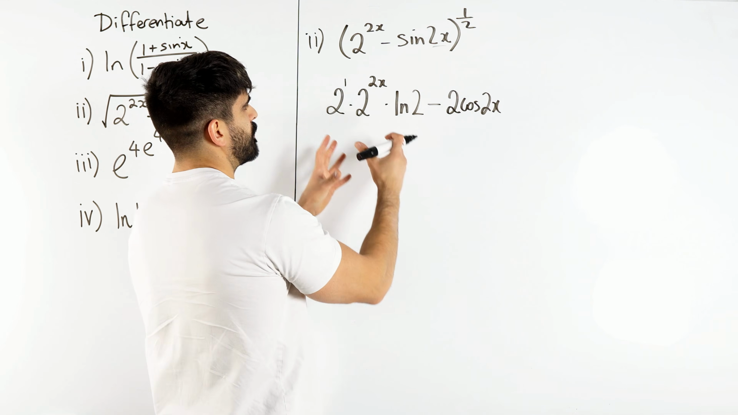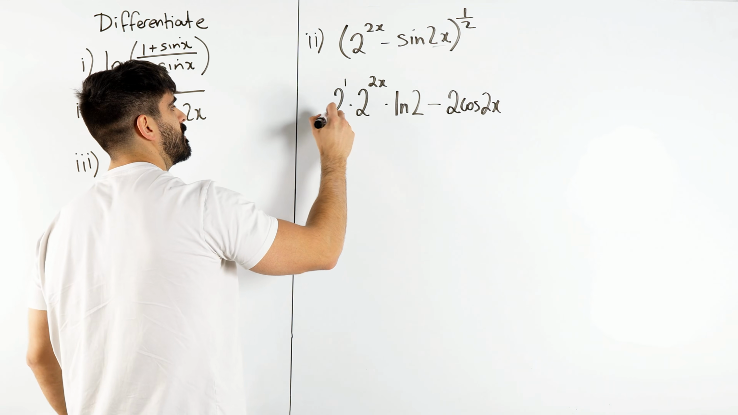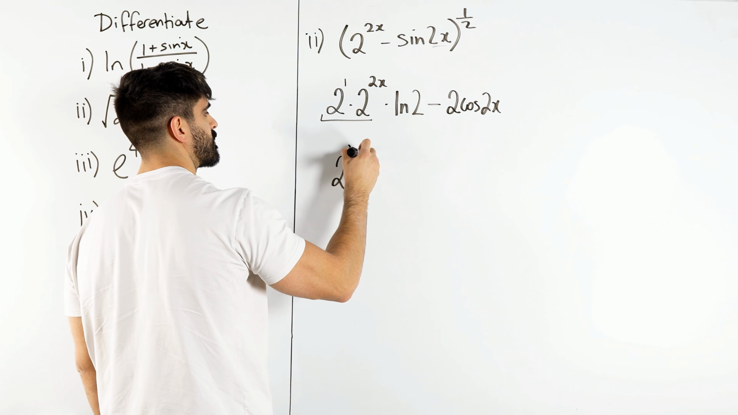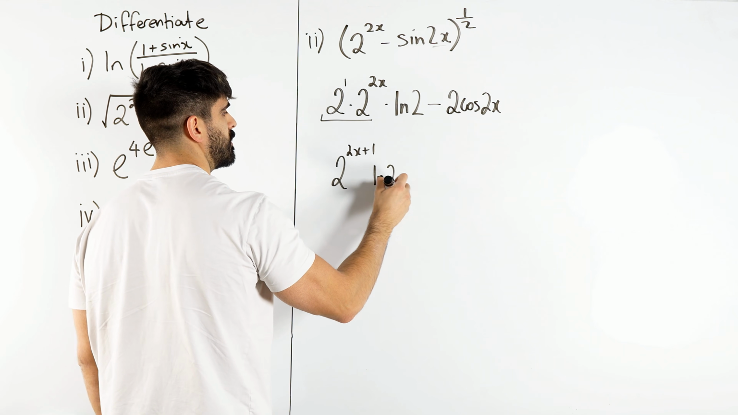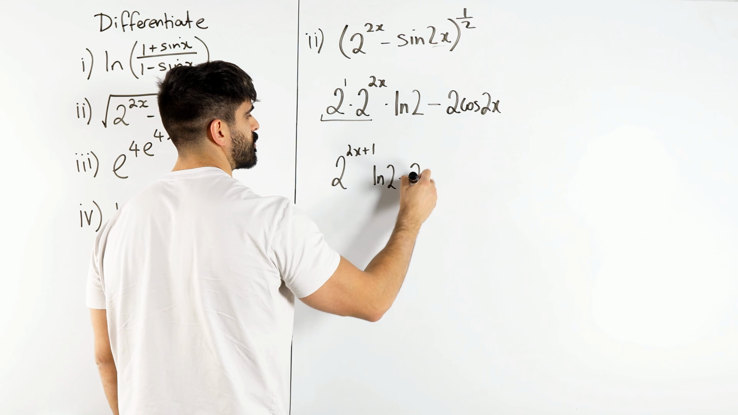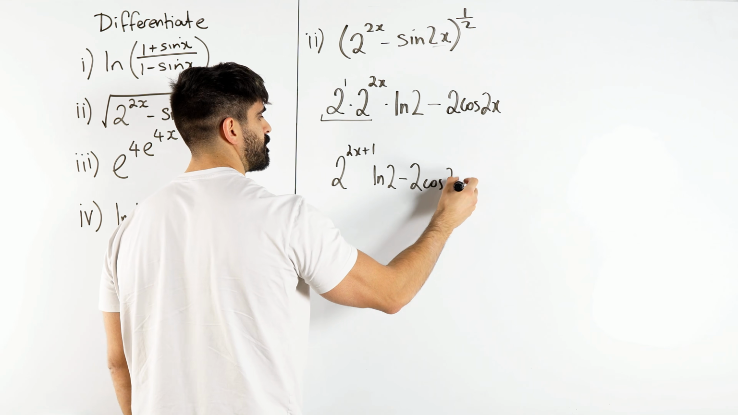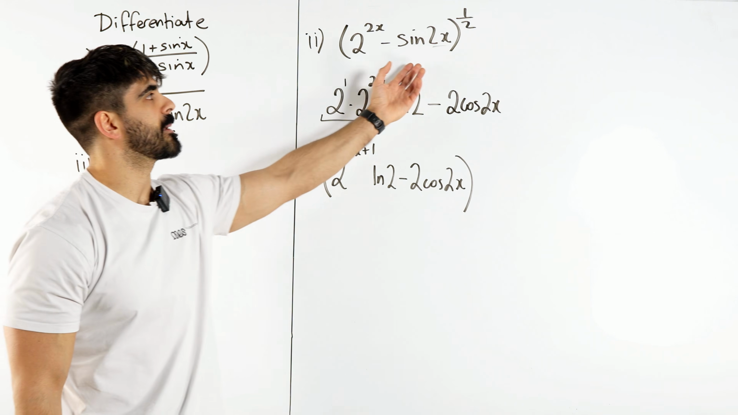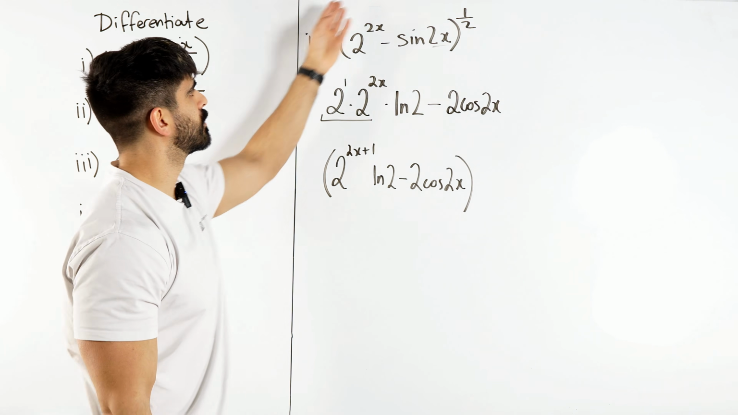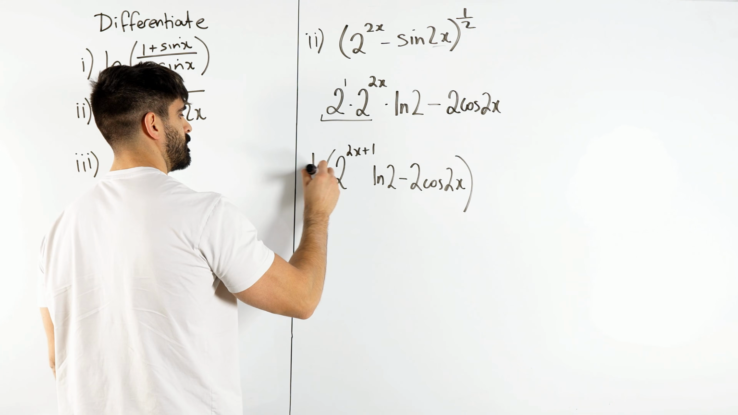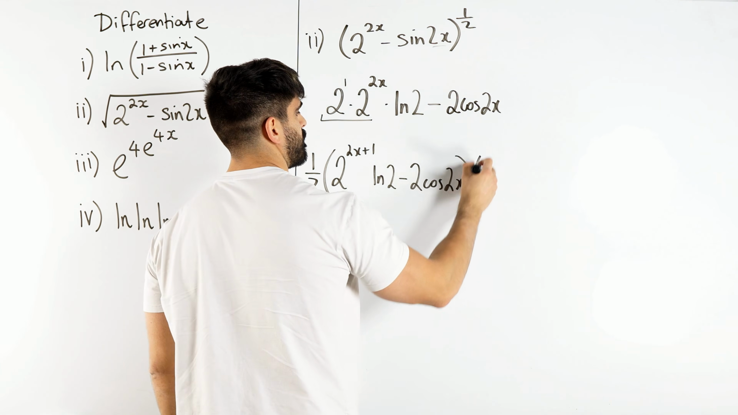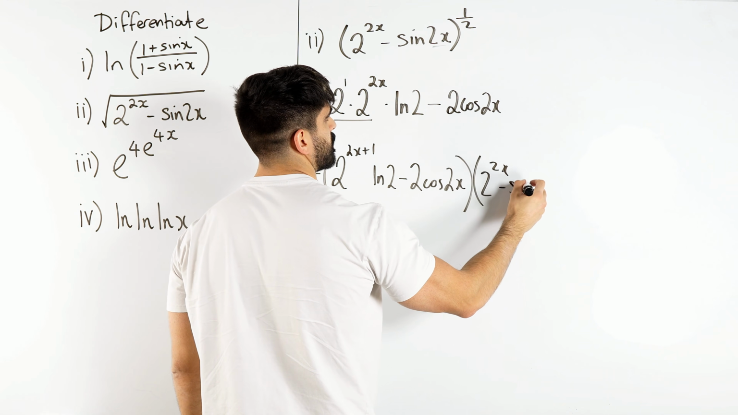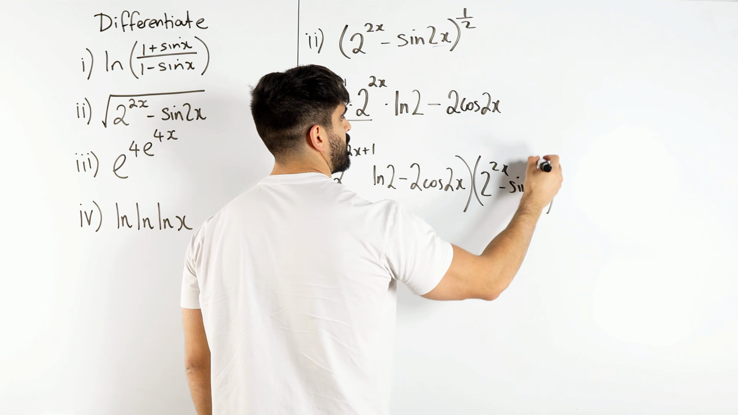Now, I'm going to write this a little bit smaller. I'm just going to write it again. So when I bring this together, I get 2 to the power of 2x plus 1 ln 2 minus 2 lots of cos 2x. I'm going to protect it. Then what do we do? Remember, this is a power function, so we're going to bring down the power and then knock 1 off the power. 2 to the power of 2x minus sine 2x to the power of minus a half.